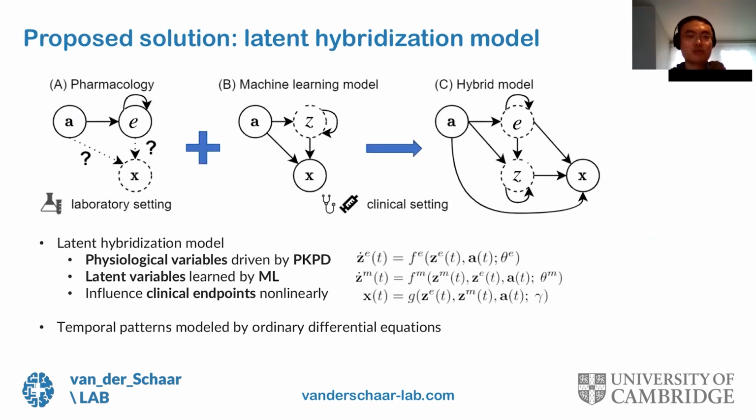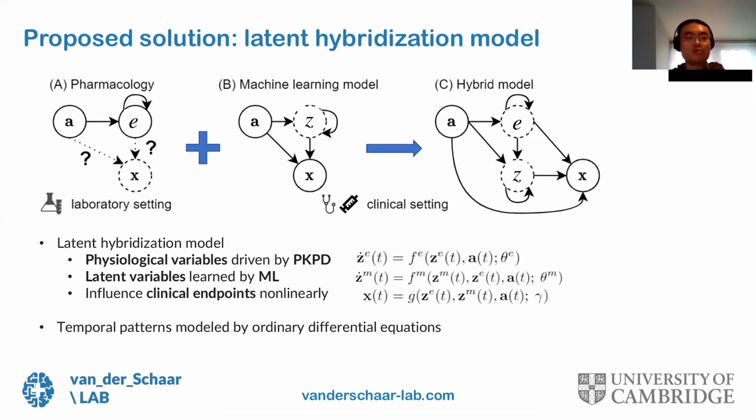Our proposed solution is the latent hybridization model. It's a novel framework of hybrid modeling. It combines pharmacology PKPD model and the machine learning latent variable-based model. The hybridization occurs in the latent space. It uses two sets of latent variables, the physiological variables that are driven by the known ODEs given by PKPD models. It also includes a set of fully machine learned latent variables. Here we specify that these variables will be driven by a neural ODE. And both sets of variables will influence the clinical endpoints nonlinearly.